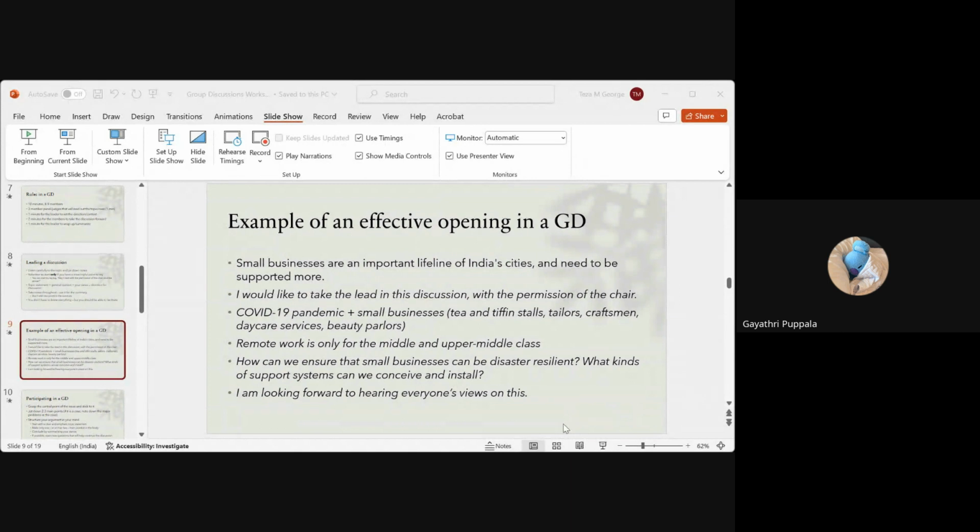With the permission of the chair, I would like to take the lead on discussing the impact of COVID-19 on small businesses. As we can see on the slide, it is already mentioned that remote work only worked for the middle and upper middle class. So we can brainstorm on how to make it more accessible to the weaker economic class.